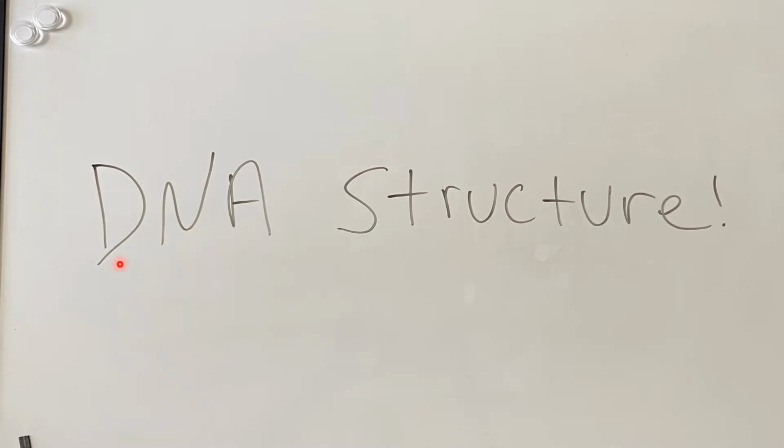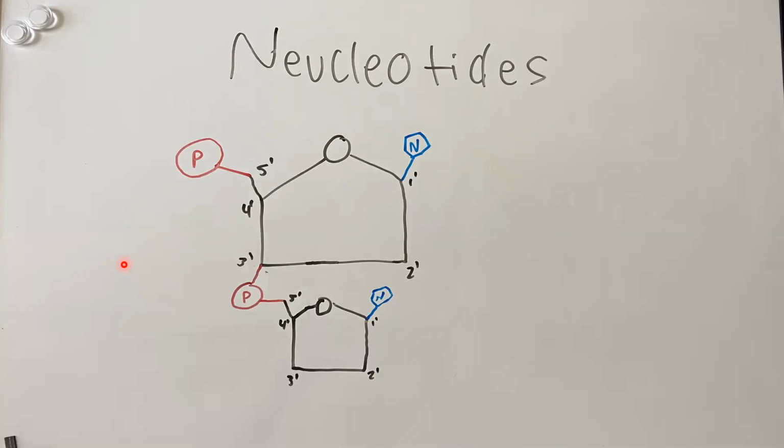Everybody, today we're going to be talking about DNA structure from the ideas of Watson and Crick. First, we're going to be talking about nucleotides, which are the building blocks of all DNA, and they are composed of a sugar, a nitrogen base, and a phosphate group.